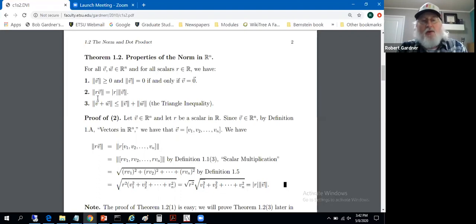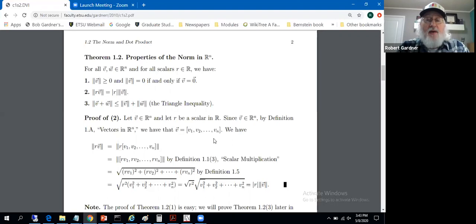If we take scalar r times vector v, the norm of that is the same as taking the absolute value of r times the norm of vector v. Let's run through proof of that. Then we'll look at the third statement. Suppose v is in Rn and r, lowercase r, is some scalar from the reals. Okay, let's establish that the usual way: we'll write the vector in terms of components and then take one side of the equation and turn it into the other side.